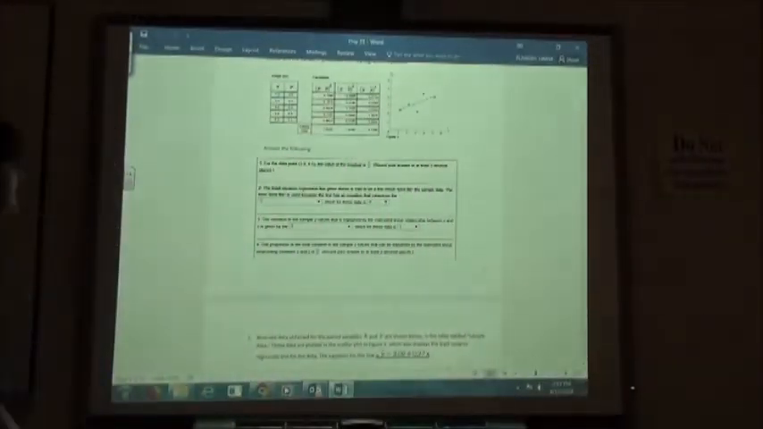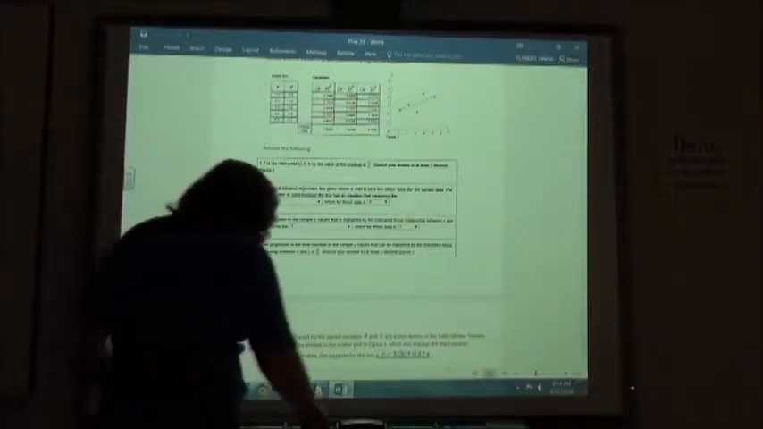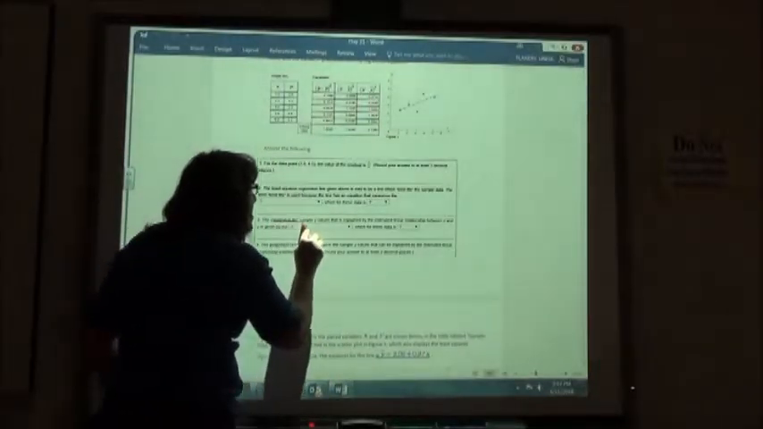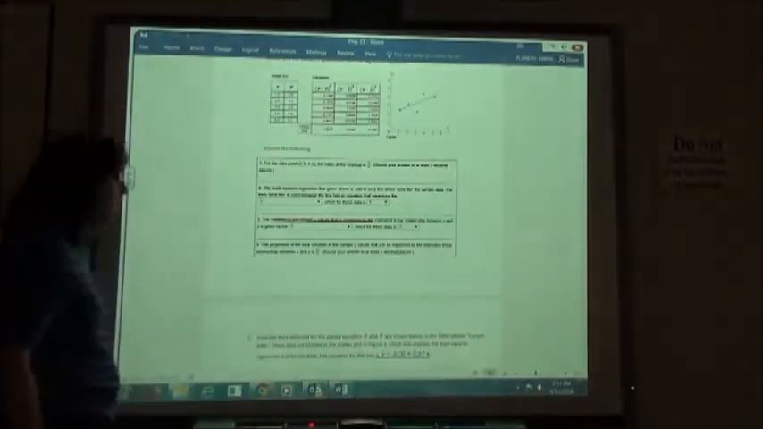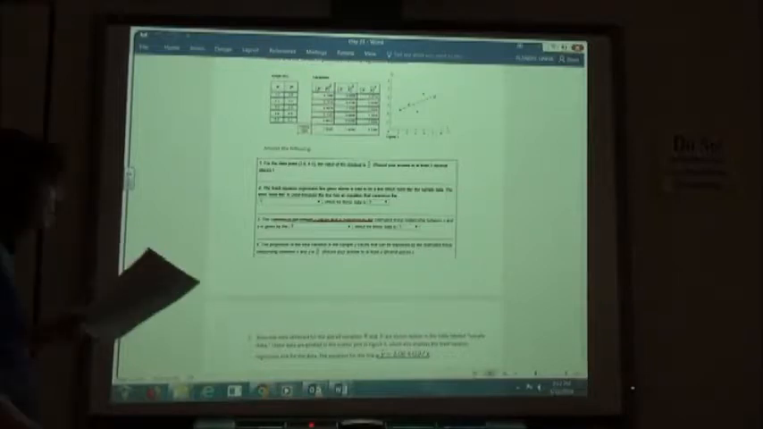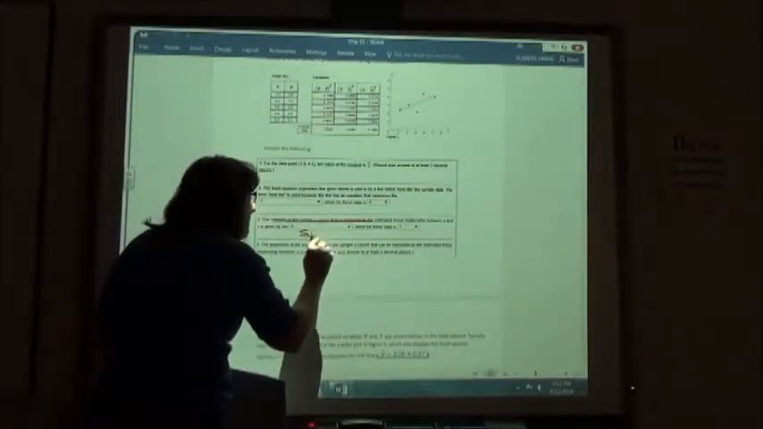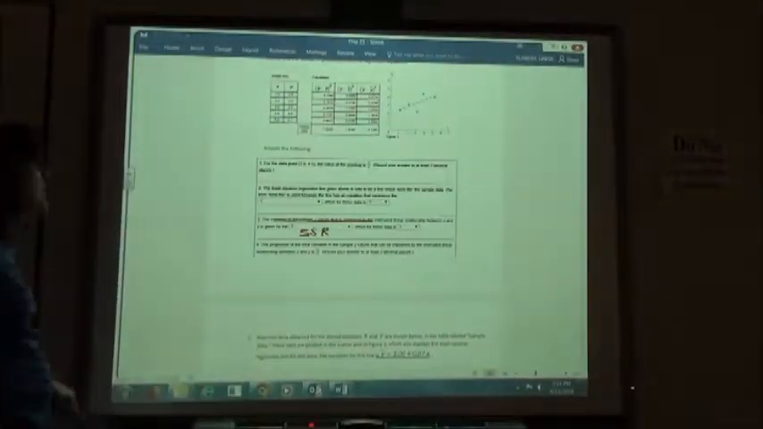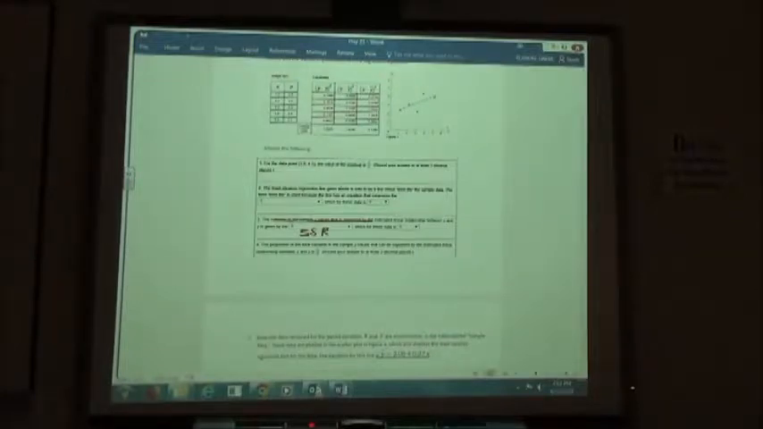The variation in the sample y values is explained by the estimated linear relationship between x and y given by, so when it asks for that, the variation is explained by, that one is going to be your SSR, the sum of the squares regression. The sum of the squares regression explains your variation.